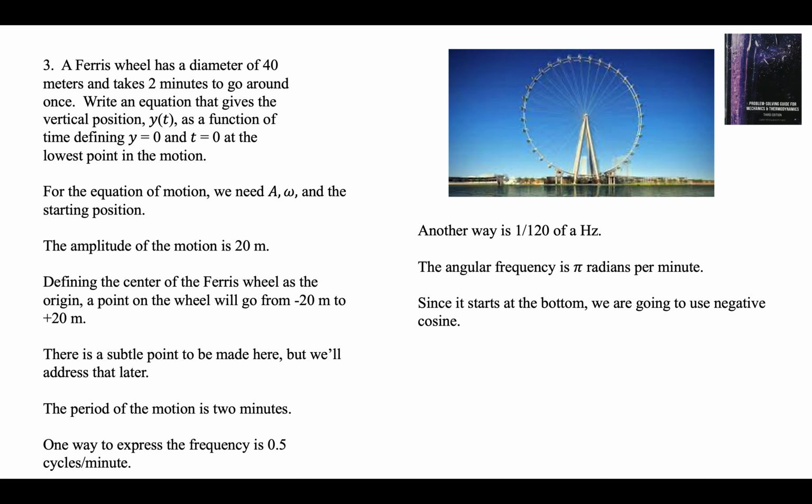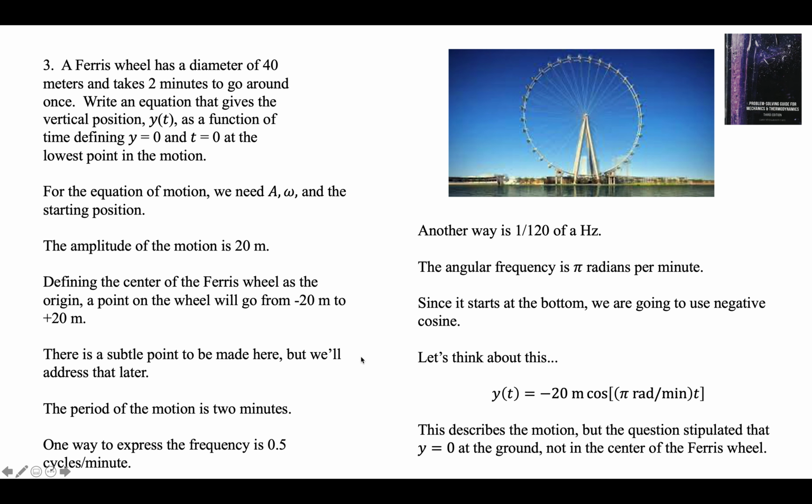Since it starts at the bottom, we're going to use negative cosine. The trigonometric function negative cosine starts at minus 1. The negative cosine of 0 is minus 1. So let's think about this equation. y of t is minus 20 meters times cosine of pi radians per minute, that's the angular frequency, times t. If t is 0, this is minus 20 meters.